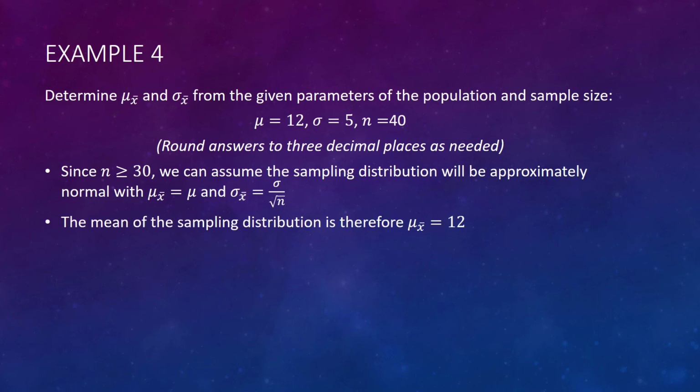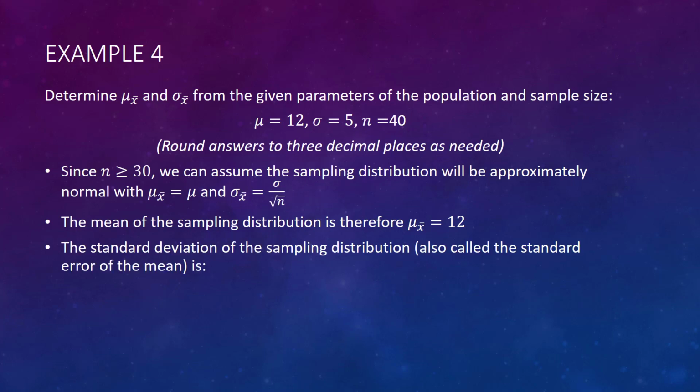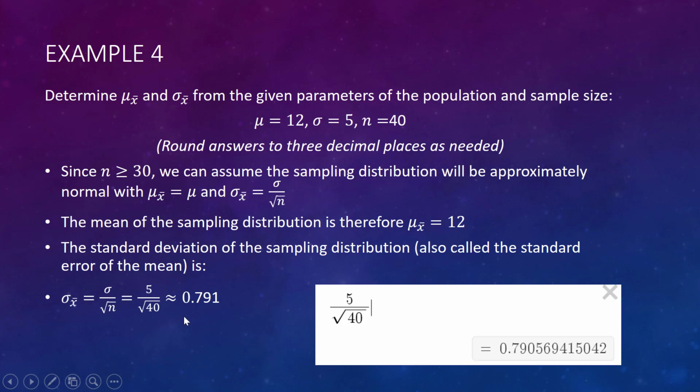So the mean of our sampling distribution is 12. No calculation needed there. We're just copying our population mean. And the standard deviation of the sampling distribution, which again is also called the standard error of the mean, is the population standard deviation, in this case that's 5, divided by the square root of n, in this case that's the square root of 40. So if we type that into a calculator, this is our answer here. And then notice we're asked to round to 3 decimal places. So this is about 0.791.